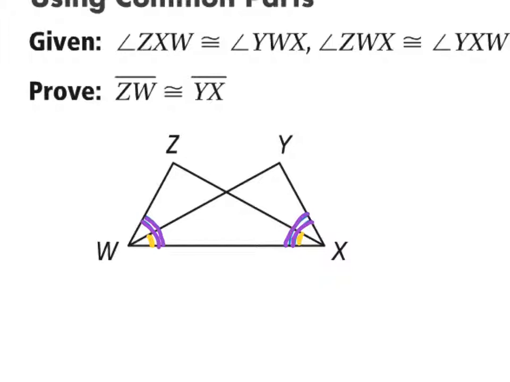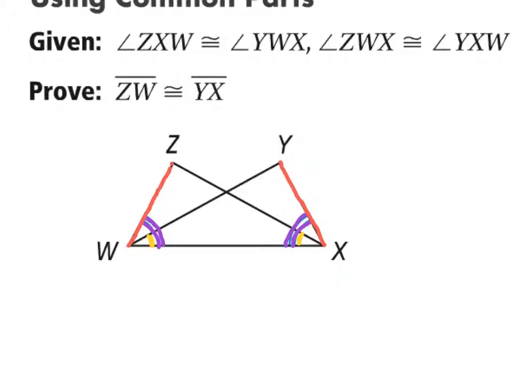They want us to prove that line segment ZW is congruent to line segment YX. That's what they're asking us to prove. So, in order to do that, we have to try to find out what triangles are going to help us do that. Okay? So, first off, if we're trying to show that line segment ZW is congruent to line segment YX, the triangles we choose better have those involved.